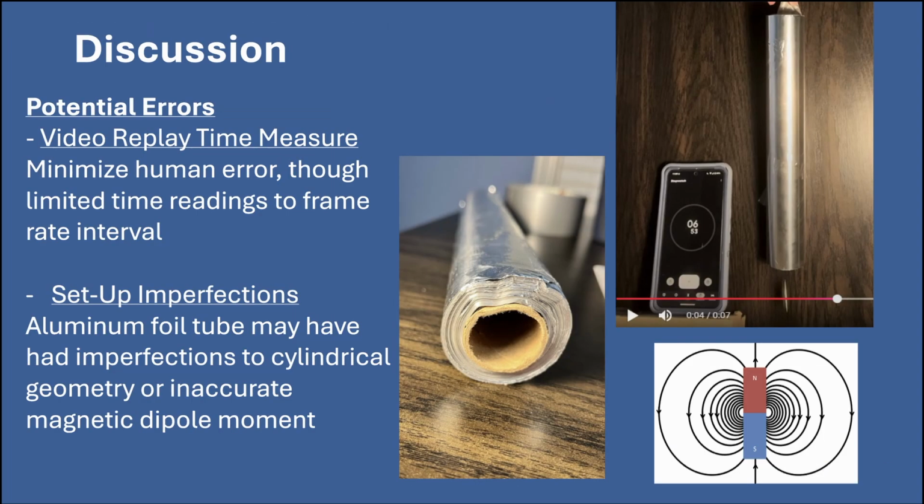This experiment had minimized room for error, though some potential still exists. For instance, the video replay minimized the potential for human error when measuring time, but was limited by the frame rate of the video. Moreover, there may have been some imperfections in the aluminum tube shape or inaccuracy with the magnetic dipole moment's measurement.